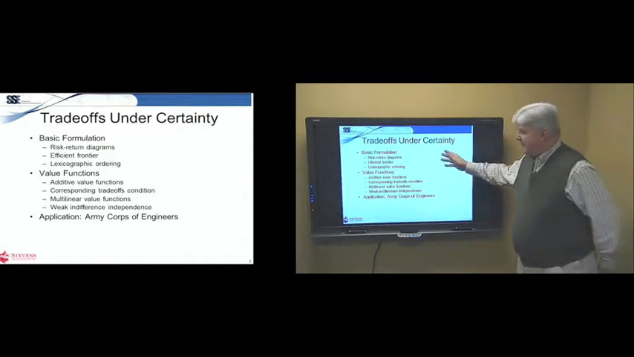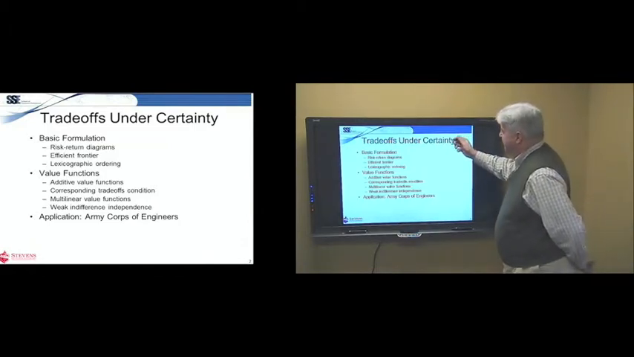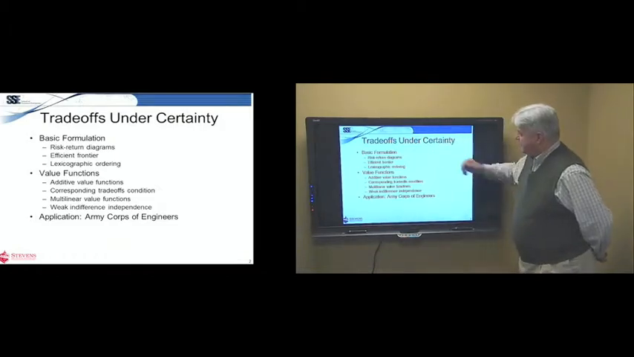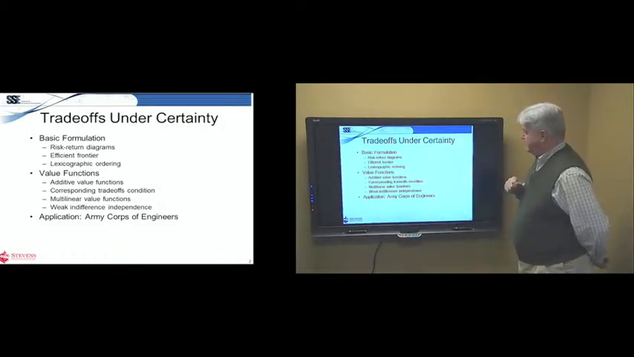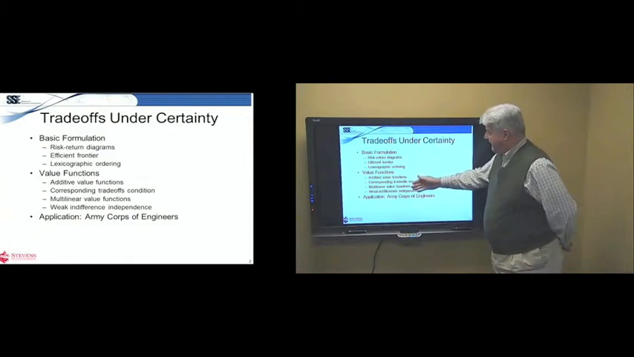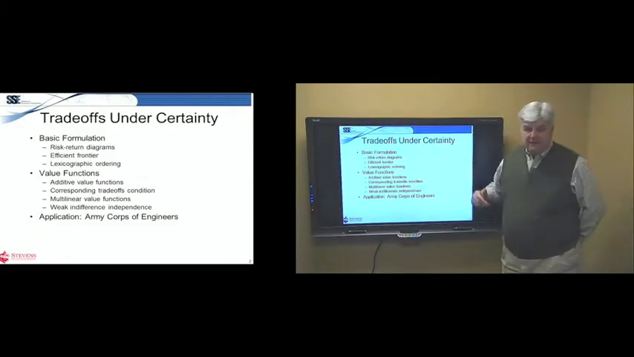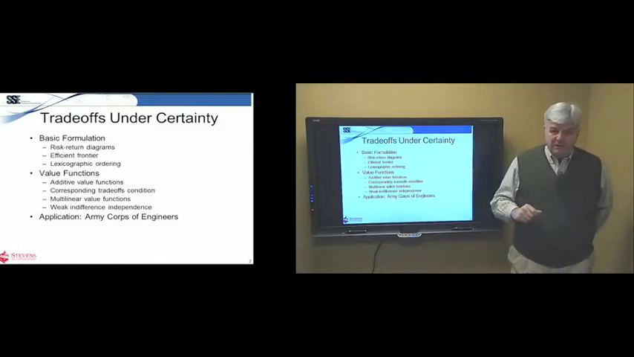We're going to start off with a basic formulation of this trade-off under certainty, looking at risks, returns, and various interesting ways of approaching it, then look at value functions, and then finally we're going to look at an actual example of how we've used this with the Army Corps of Engineers.